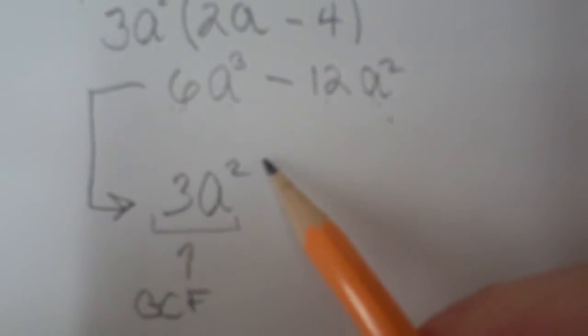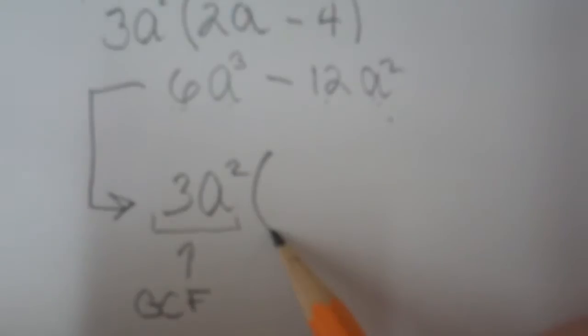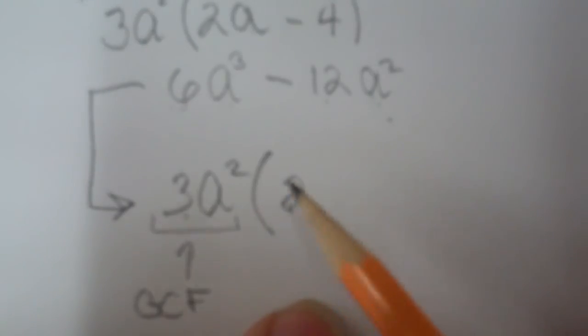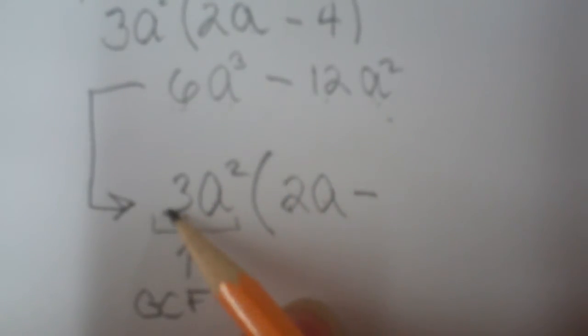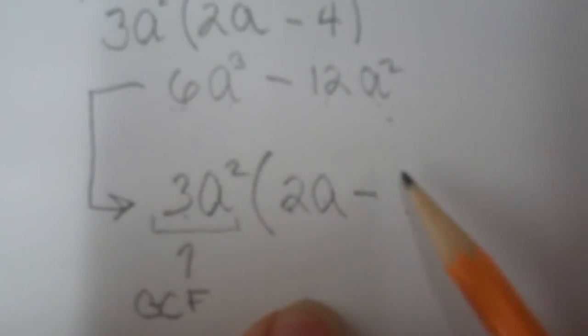Now, once we've pulled out the greatest common factor, let's decide what's got to be left on the inside. Well, 3 times what will give me 6? That's easy, that's 2. And a squared times what gives me a cubed? Well, that's got to be an a. Bring down the minus sign. 3 times what gives me that 12? That's definitely got to be a 4. And the a squared comes along for the ride, and I end up with that. So I can close this parentheses.